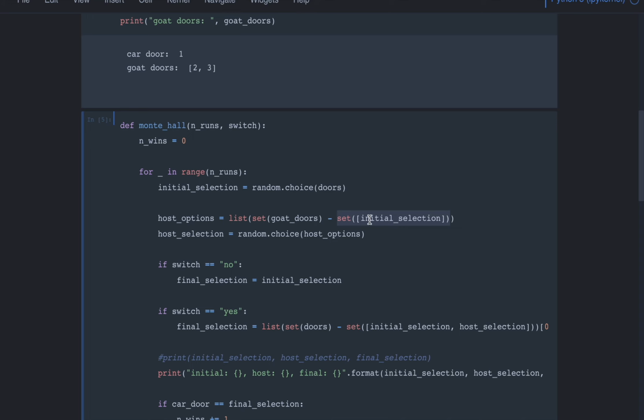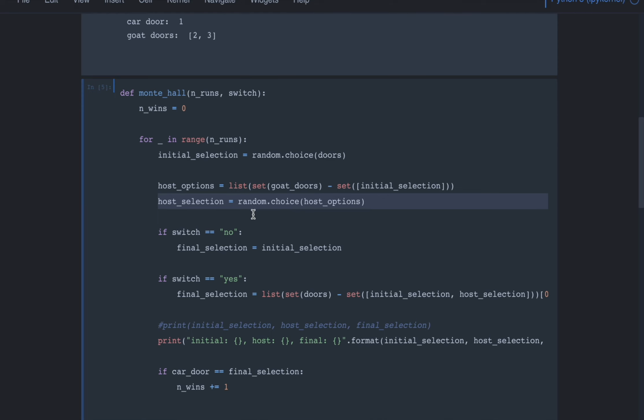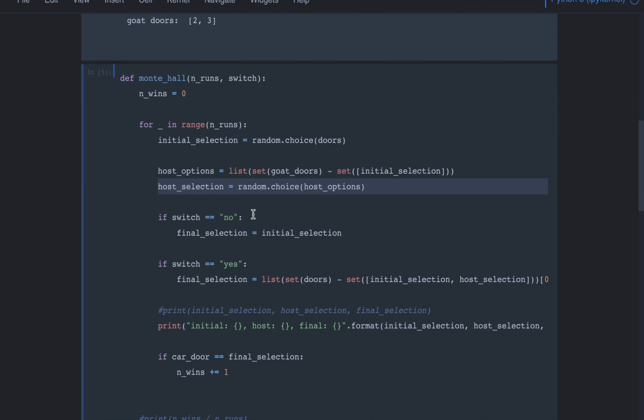Now our initial option might be one of the goat doors or not. If it is one of the goat doors, then the host will have only one door to open. But had we selected a car door at the beginning, then the host will have two doors to open and he will pick one of them, okay? And from the host options, he will make a selection, right? So the host has made a selection. Now, after making the selection, the host will ask you, hey, do you want to switch or not?